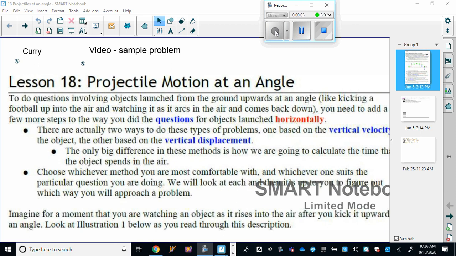Lesson 18, projectile motion at an angle. So here's where we combine everything we know up to this point and figure out some pretty serious problems.